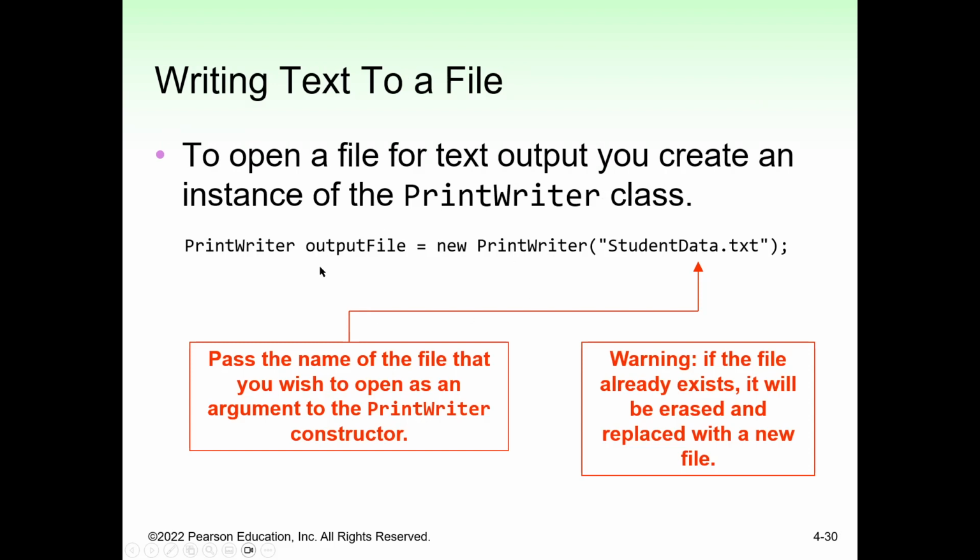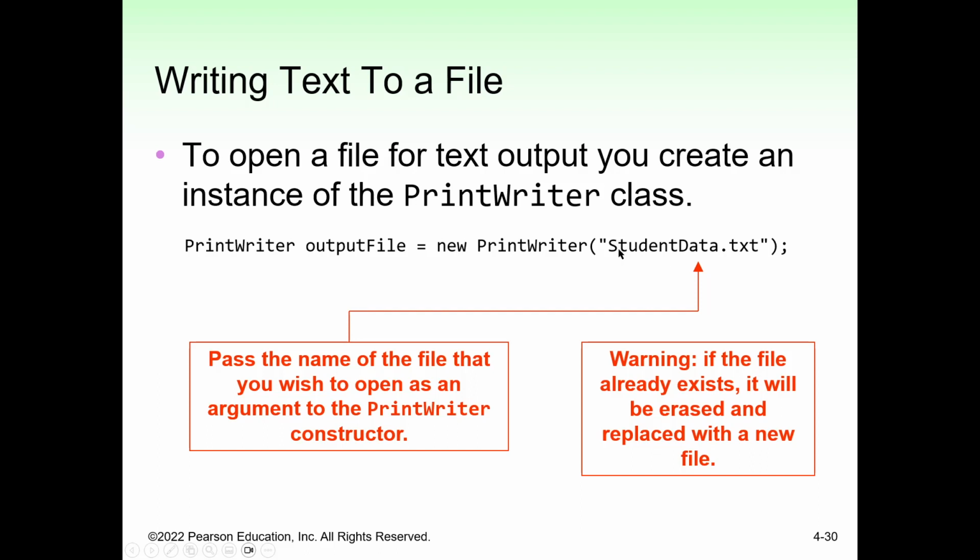And this is the way you would do this. So this is how you would open a file. We would have to create a PrintWriter object. In this case, it's outputFile. The name is up to you, but you can call it whatever you want. Then you would put an equal sign, and as always, when we create a new object in Java, we have to use the word new. So new, then the same class, PrintWriter, and then right here, you have to pass the name of the file that you want to open. And in this case, it's studentdata.txt.